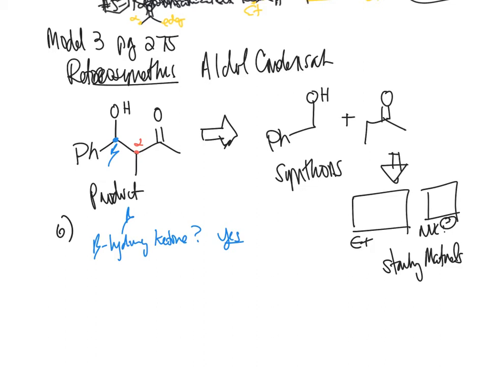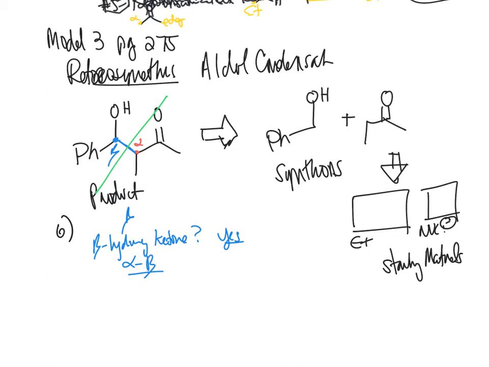In an aldol condensation, which position is the new bond formed between? It's between alpha and beta. Okay, so the new bond in the aldol condensation is the alpha beta. On the product in model 3, draw a line across that carbon-carbon bond that was formed to make the aldol. Okay, so you want to draw a line there. You want to do this on your problems.